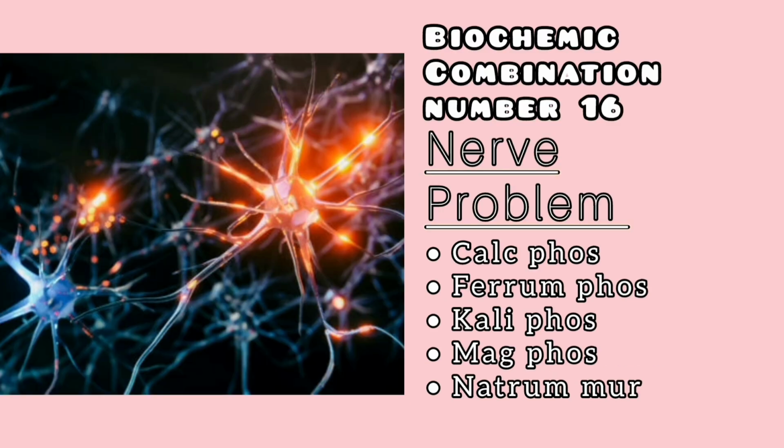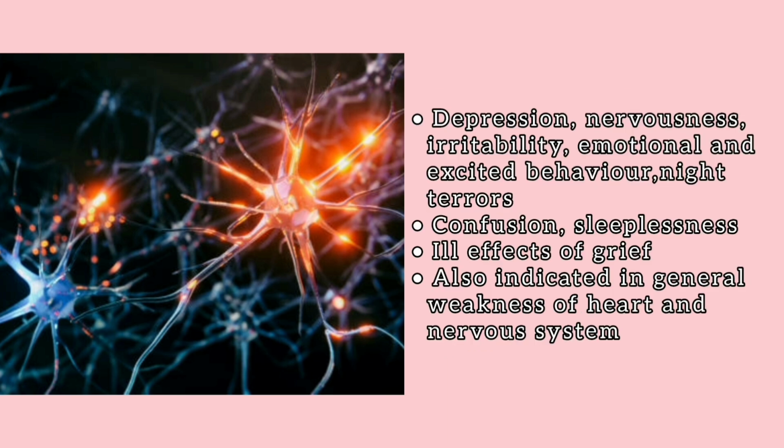Biochemic combination number 16, nerve problem: Calcarea phos, Ferrum phos, Kali phos, Mag phos, Natrum mur. It helps to treat depression, nervousness, irritability, emotional and excited behavior, night terrors, confusion, sleeplessness, and ill effects of grief. It is also indicated in general weakness of the heart and nervous system.